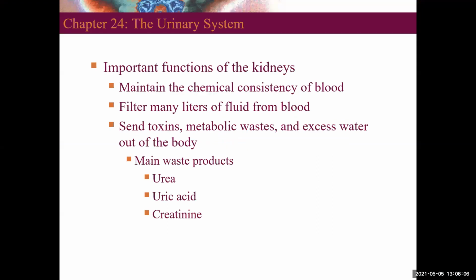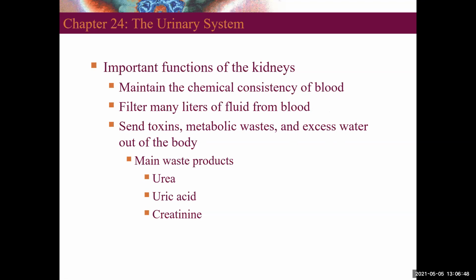Apart from that, the kidney also produces another hormone called EPO. EPO is short for the hormone erythropoietin. What does erythropoietin do? Blood cell formation. It helps in the formation of erythrocytes, particularly which blood cell? Red blood cells. Okay. So an important function of the kidney is to maintain the chemical consistency of blood, which maintains the chemical compounds, as I described earlier. It filters many liters of fluid from the blood, like 180 liters of fluid filtered every day.